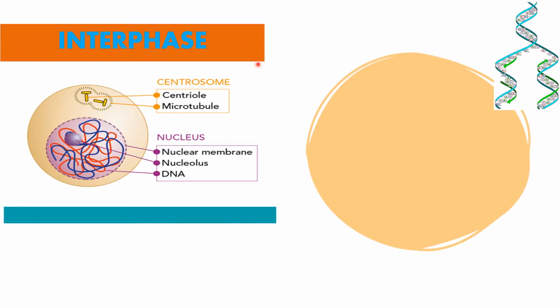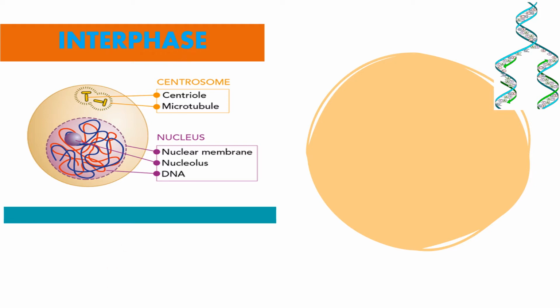What is interphase? Interphase is a preparing stage of the cell for cell division. This is also known as resting phase. Why do we call interphase a resting phase? Because there is no change in chromosomes visible externally. That's why it is called resting phase. But actually it is a preparing stage of the cell for the next cell division.